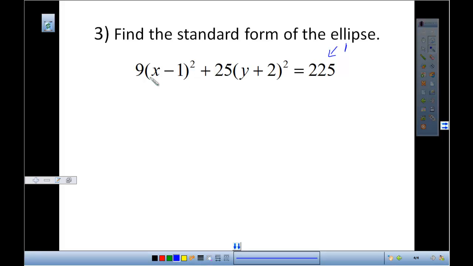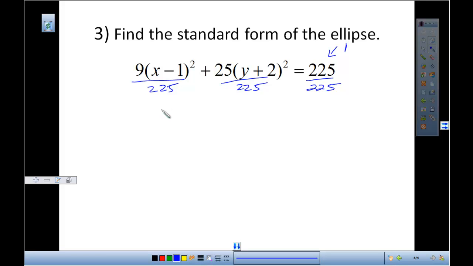We also notice that we've already completed the square because we already have the quantity squared. So all I have to do to get this into standard form is simply divide everything by 225. Then we'll have our equation equal to 1. Now, depending on whether this number is equally divisible or not, we may have a value or we may have a fraction in here.